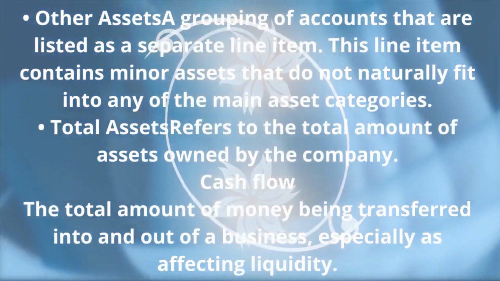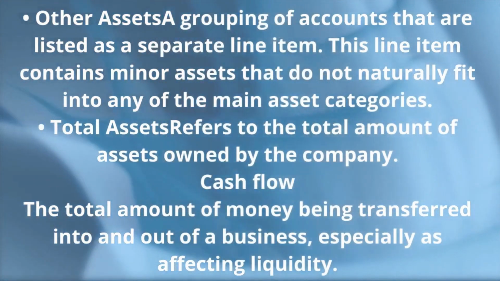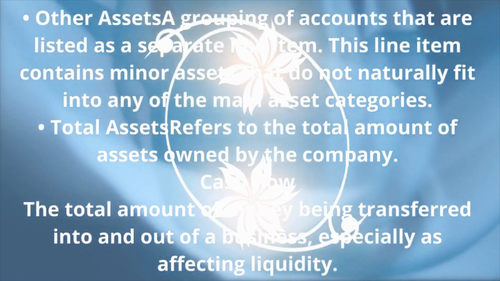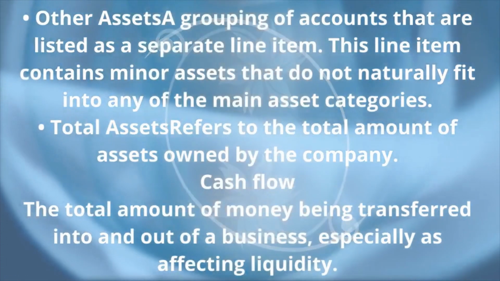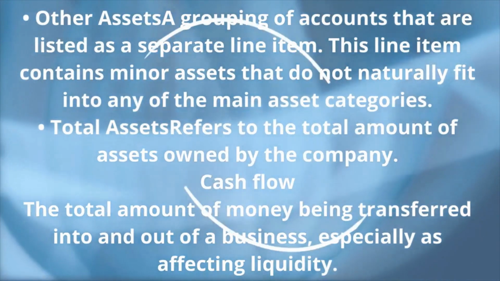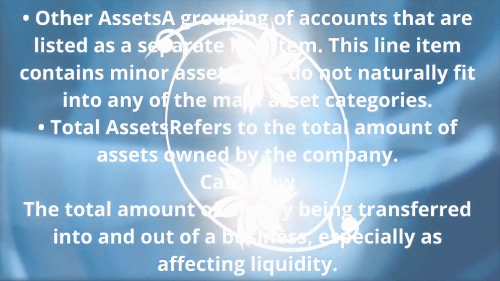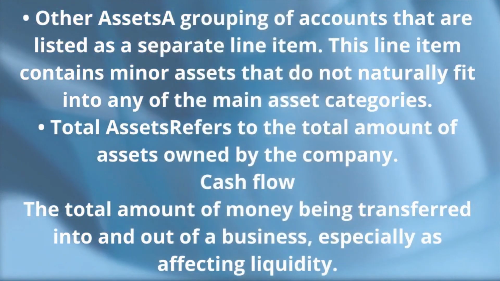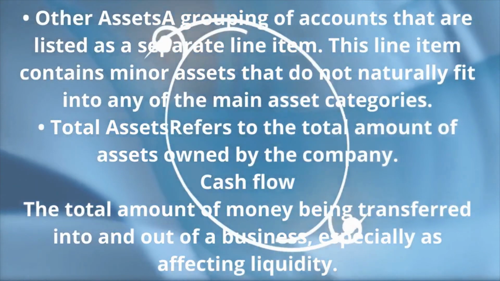Other asset, a grouping of accounts that are listed as a separate line item. This line item contains minor assets that do not naturally fit into any of the main asset categories. Total asset refers to the total amount of assets owned by the company.